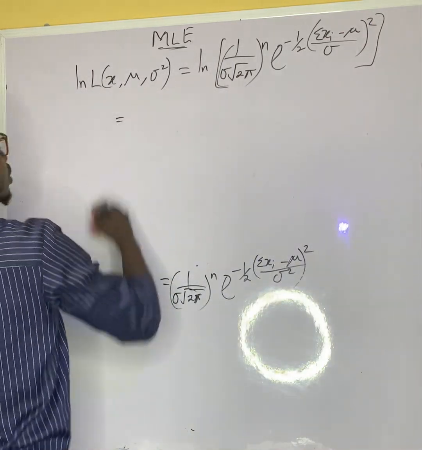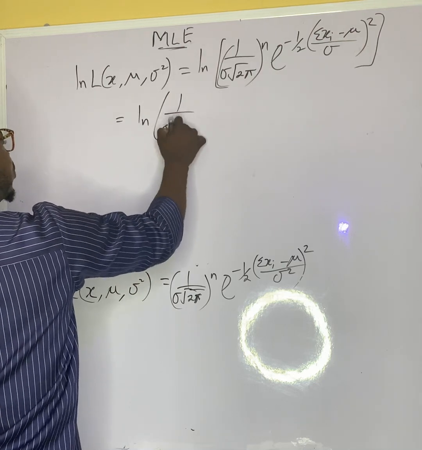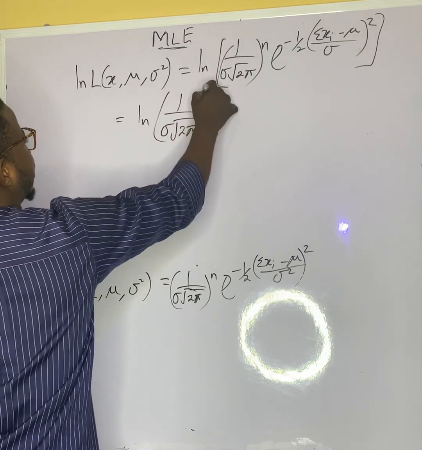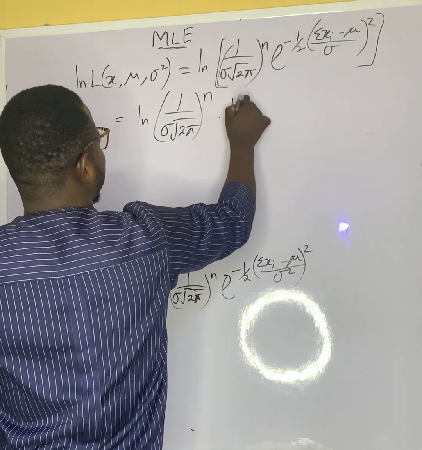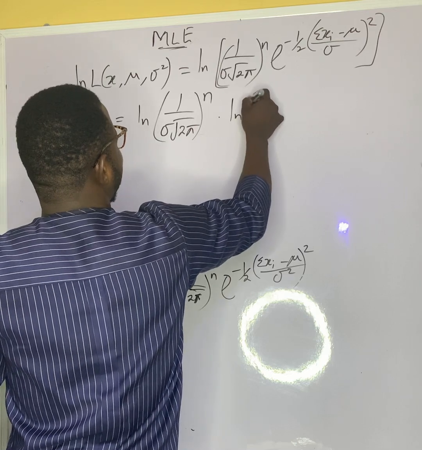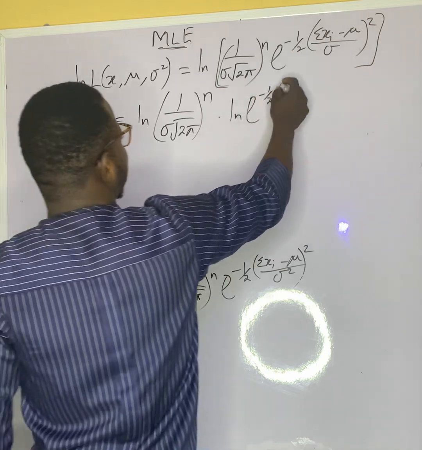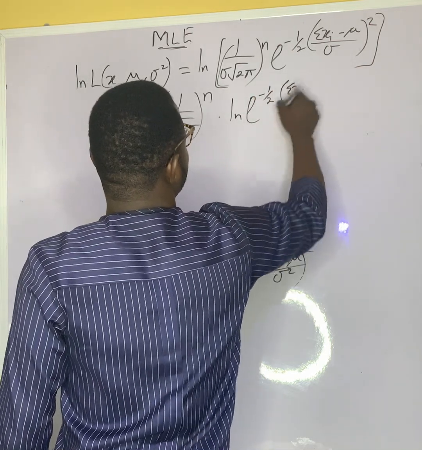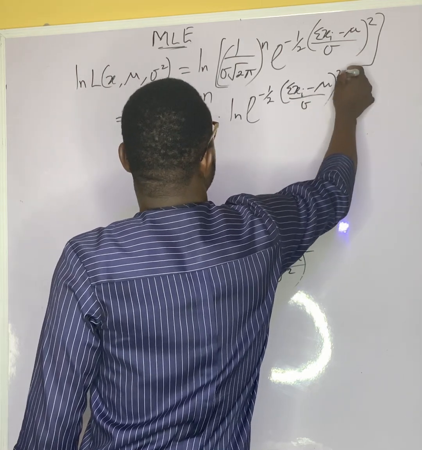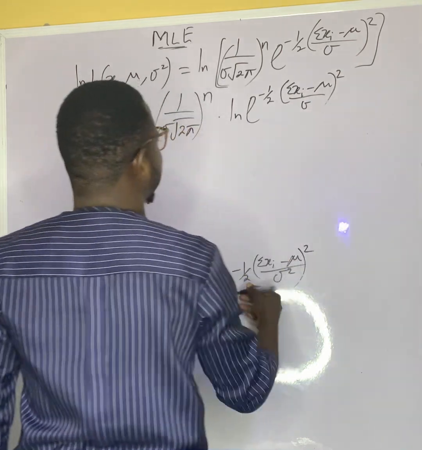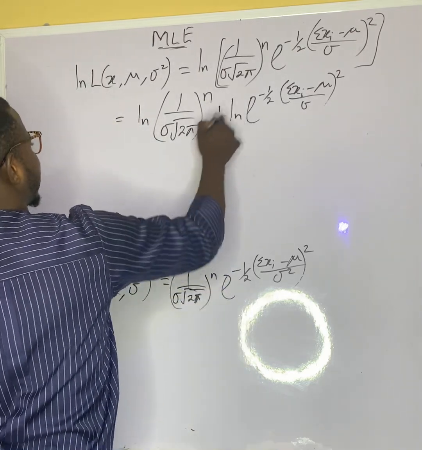So from what we have then, we can write this as the ln of 1 over sigma square root of 2 pi raised to the power of n, times the ln of exponential minus 1 over 2, so this one will eventually change to addition, then we have summation of (xi minus mu) all squared over sigma. Okay, that's for the other one. So this one will cancel this one, so we'll take this one to addition sign.